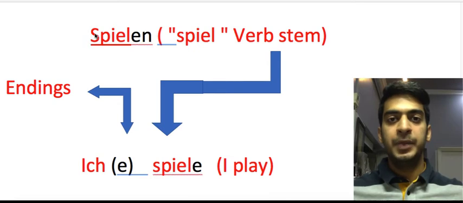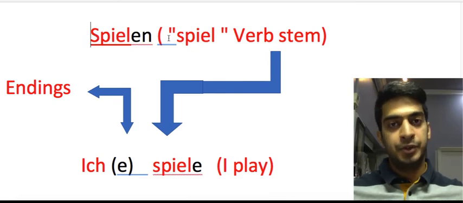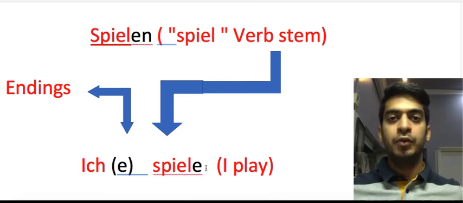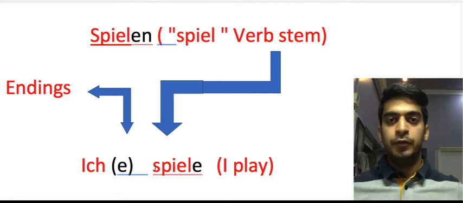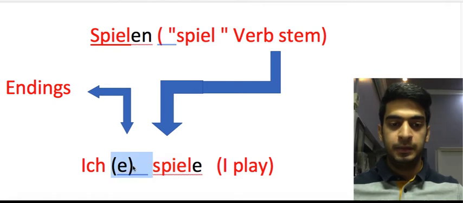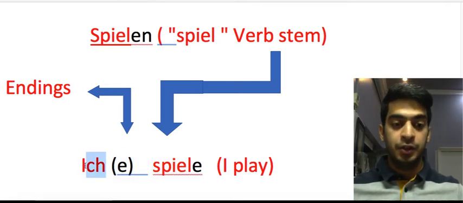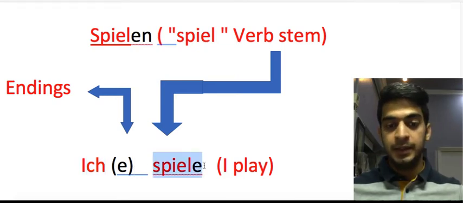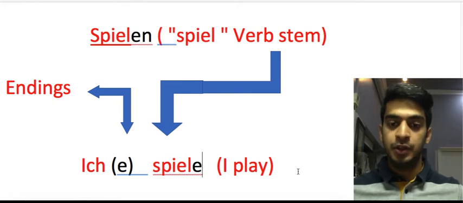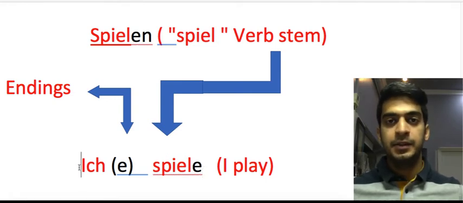We have the verb spielen, in which spiel is the verb stem. Now we are conjugating the verb with the pronoun ich. First we have to write the verb stem here, that is spiel. Then e is the specific ending for the pronoun ich, which is added to the verb stem, that is spiele. Ich spiele, which means I play.